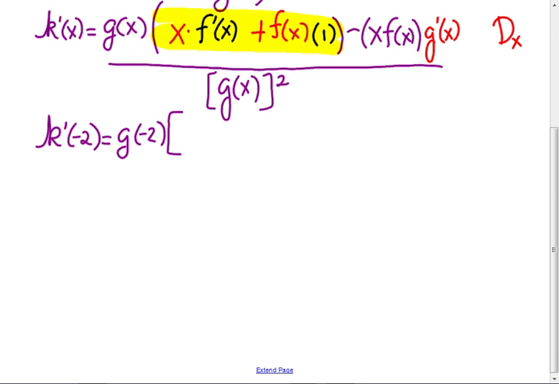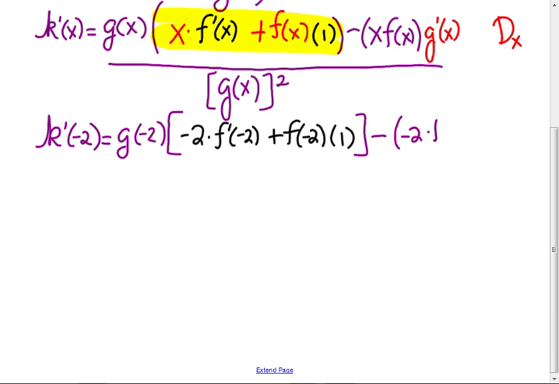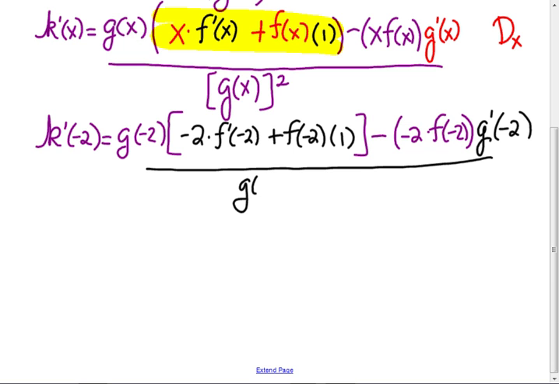Let's do the derivative in a different color. That's negative 2 times f prime of negative 2 plus f of negative 2 times the derivative of x, which is just 1. I didn't need that, but I chose to put it in there. Minus a negative 2 times f of negative 2 times the derivative of g, which is g prime of negative 2, isn't it? All over g of negative 2 squared. And then you use the chart.